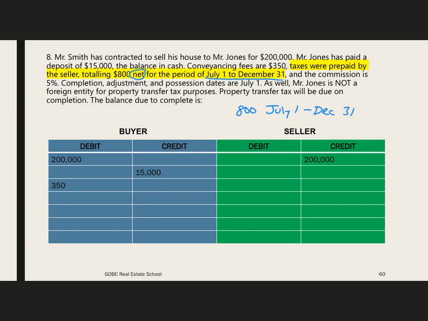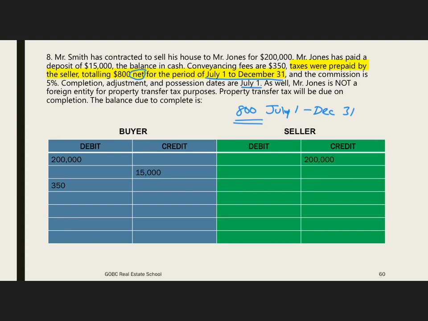And if you notice, the question says that the adjustment date is July 1st. So they've already done the tax calculation for you. They've already told you the net amount is the actual amount for that portion, July 1st to December 31st. So you don't even have to calculate anything for the buyer. It has already been done for you.